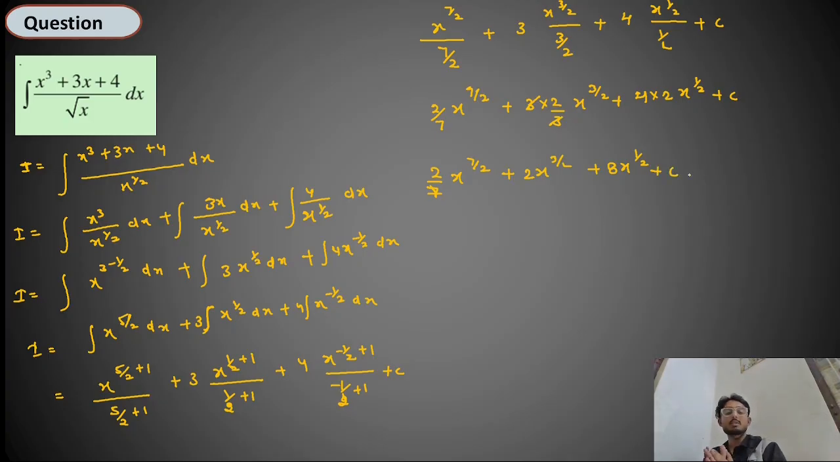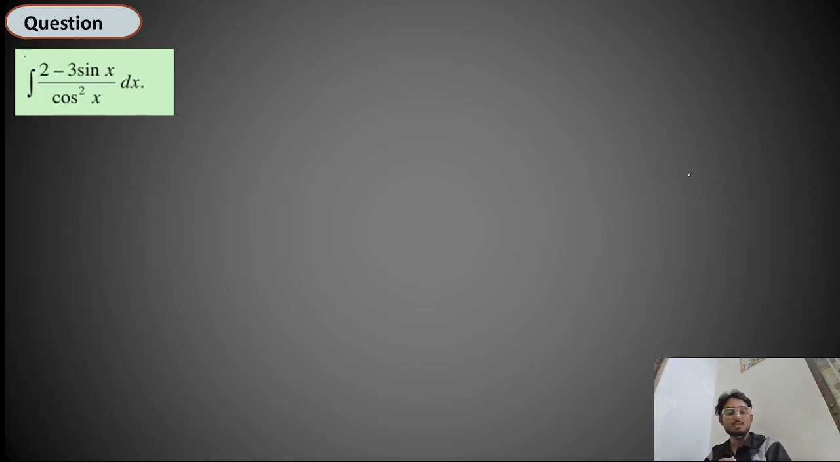Okay, now I think you are understanding the basic term of integration. What is integration and how can you find integration of any function? Let's make it like that: x cube plus 3x plus 4 upon root x. Okay, let's move on to another question. This question is given as 2 minus 3 sin x upon cos square x. How can you find the integration of this term?